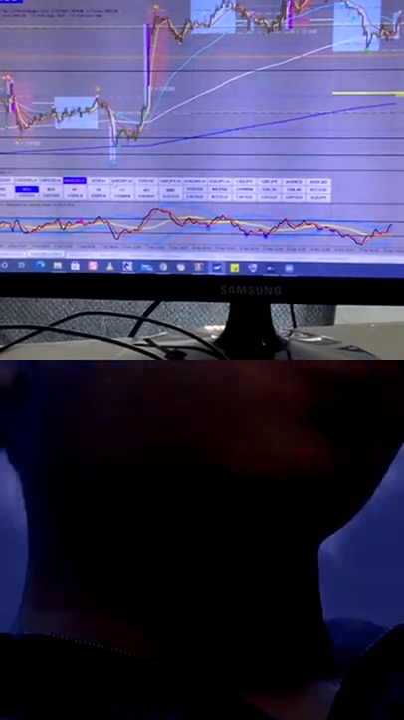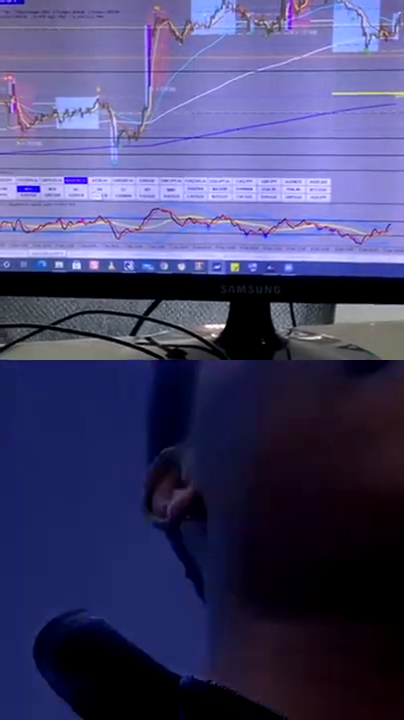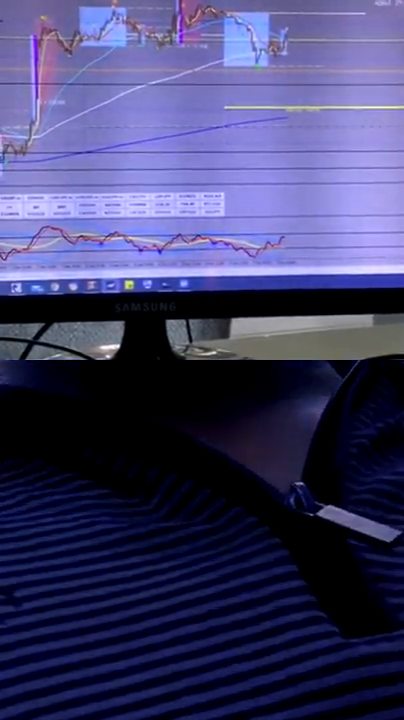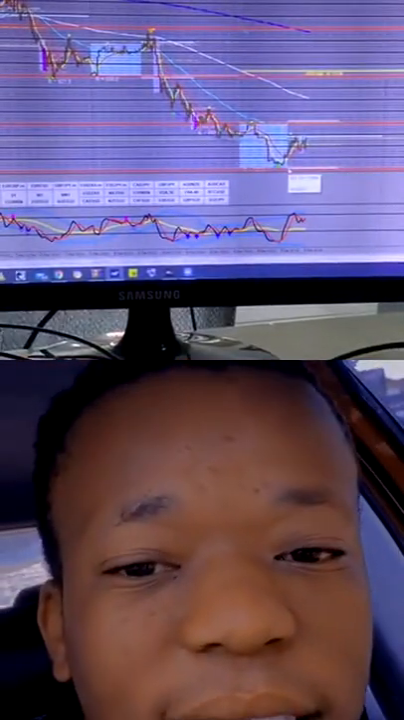Now check out my 4 pairs: USD ZAR, gold, GBP USD, and Nasdaq. Now I only trade 4 things. I don't trade much. Nowadays, the way money clicks, I even hardly trade. I hardly trade nowadays.